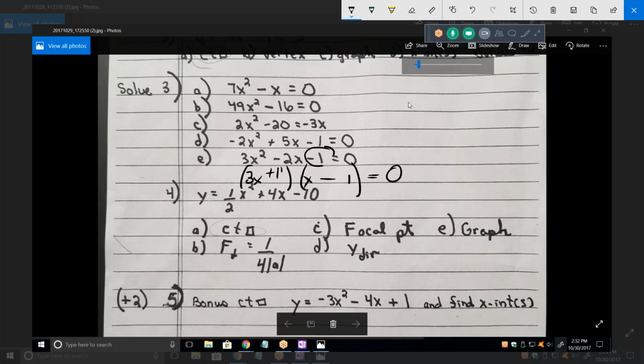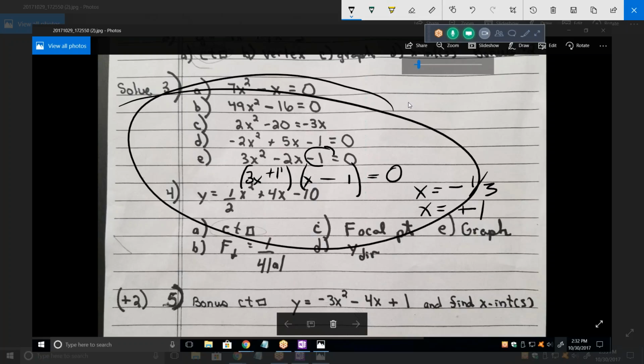What are my solutions? We set both of the parentheses equal to 0. So the first one we have is a negative 1 over 3, and then 1. Good. Very good. Okay. Cool. Yeah, I think you're making progress for sure. Yeah, I'm happy.